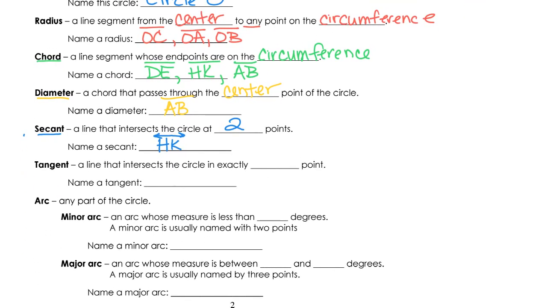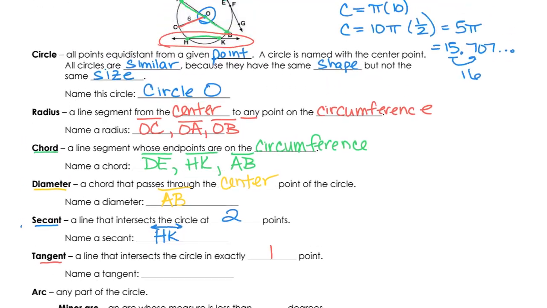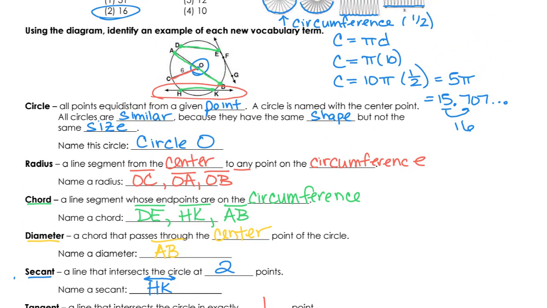Next one up is a tangent. And a tangent is a line that intersects the circle in exactly 1 point. Okay, name a tangent. So I got to go back up and look for a line that only intersects the circle at 1 point. And when a line intersects a circle at 1 point, it doesn't go through the circle, because if it went through the circle, it would intersect it at 2 points.